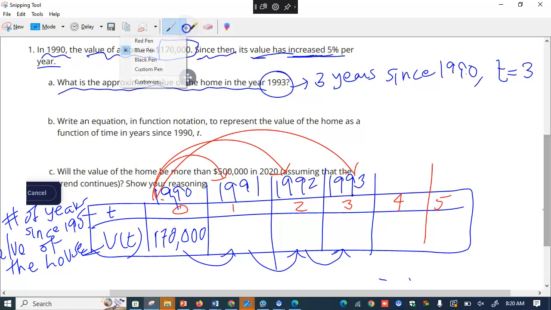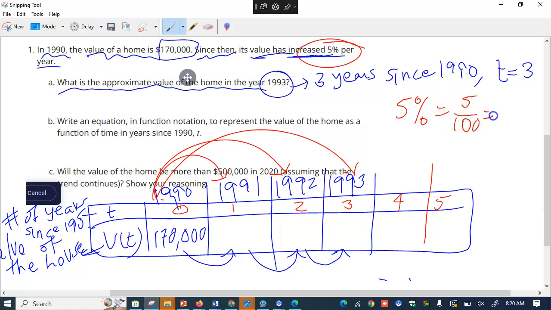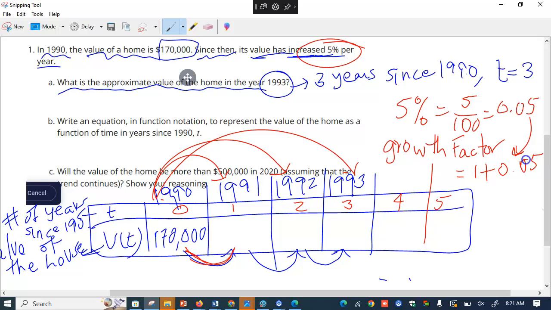Well, what they gave us in the problem is 5%. So what is the meaning of a 5% increase? 5% is 5 divided by 100, which in decimal form is 0.05. But the number that we have to multiply each time to get the next one is not 0.05, it's the growth factor. I want you to write this, it is very important. The growth factor, which later on we call B, is always 1 plus this percent increase, which is 0.05. And when you do that math, you get 1.05. So every time you're multiplying by 1.05.